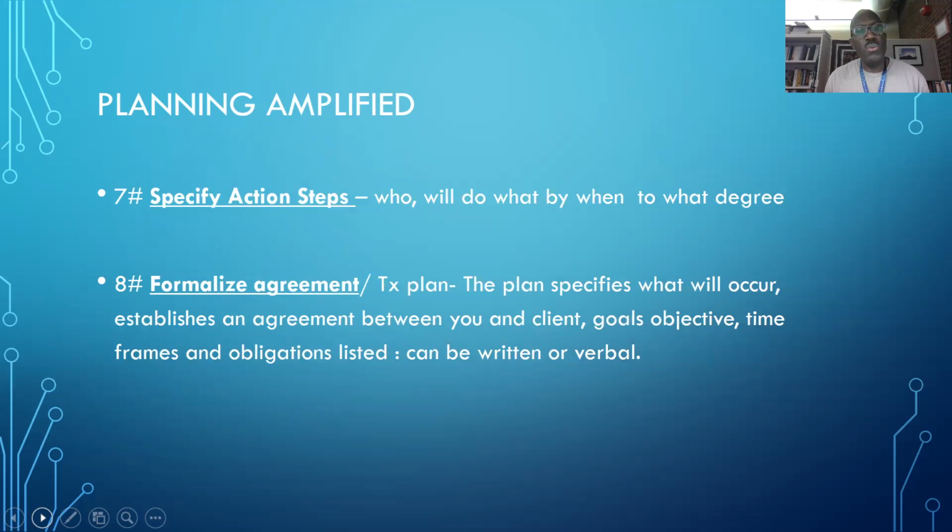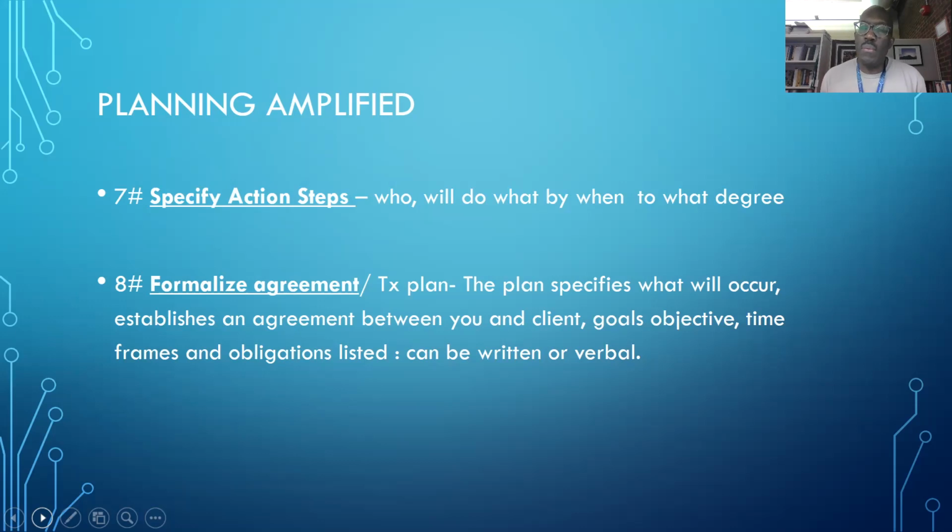Number 7, we're also going to look at these action steps. We need to be specific. We need to be able to write the action steps in ways that talk about who will do what, by when, to what degree. So, you will go to the treatment center and have a UA by Thursday the 9th, and the expectation is that your UA will be negative. So really specific pieces that you want to do throughout the course of your planning.